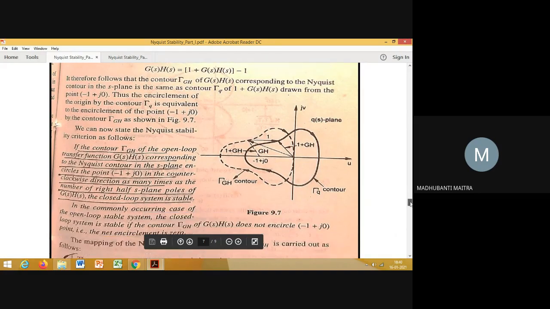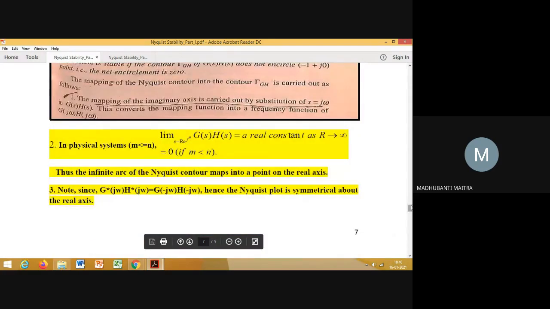So this one is the GH plot, and when we consider the GH plot, we'll count the encirclement of the critical point and not the origin. So this is my tau GH. Now for a physical system, we'll verify this later on while solving some problems.